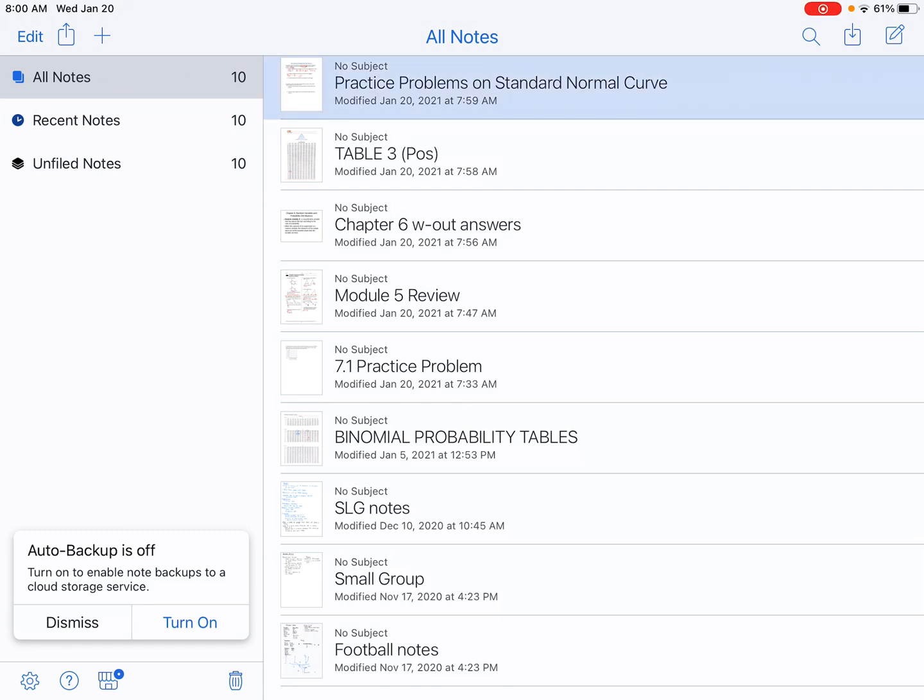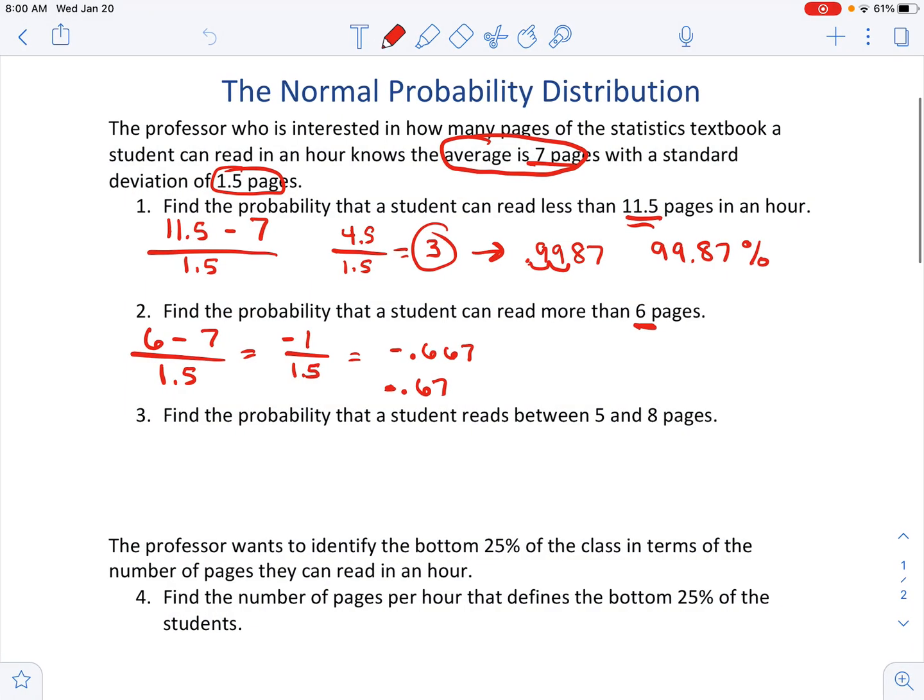Now, here's the important thing. The value that corresponds right here is 0.2514. We want to know the values that are more than it. Anytime, this value right here tells me the probability that the value is less than it. So to find the probability that it's more than it, we would go ahead and subtract. Okay, so we're going to go 1 minus 0.2514.